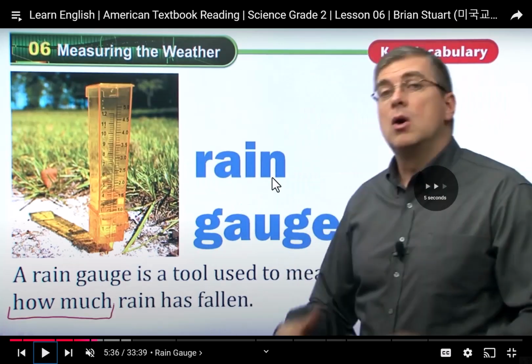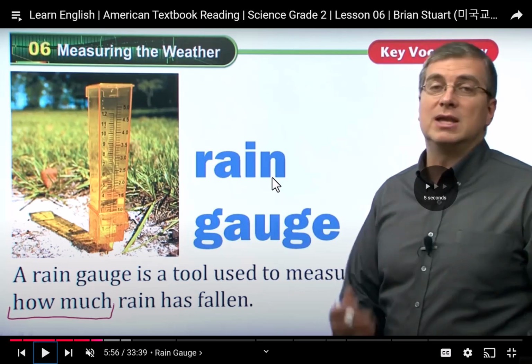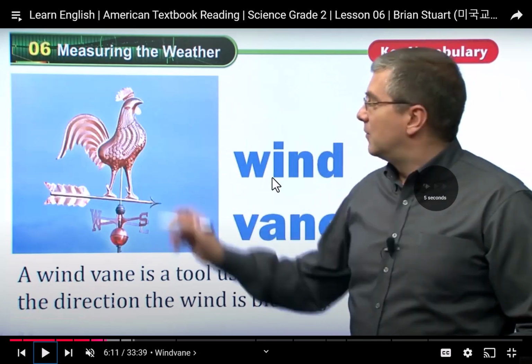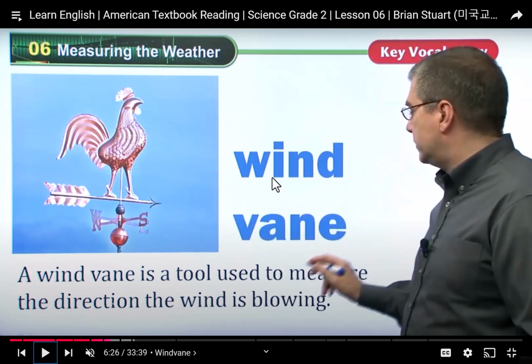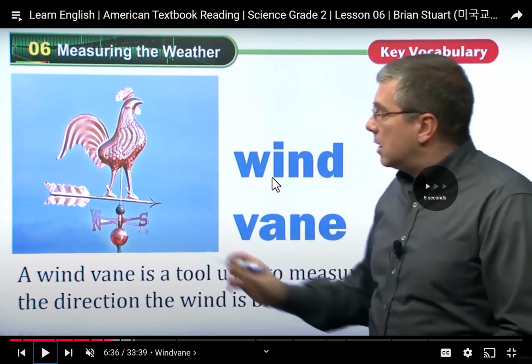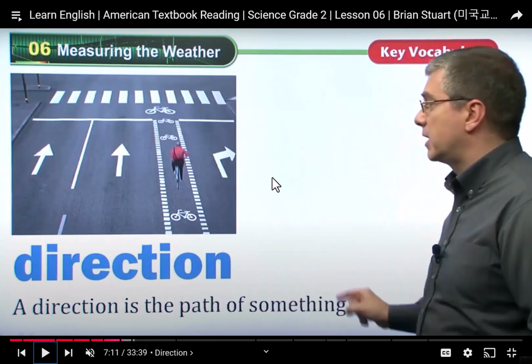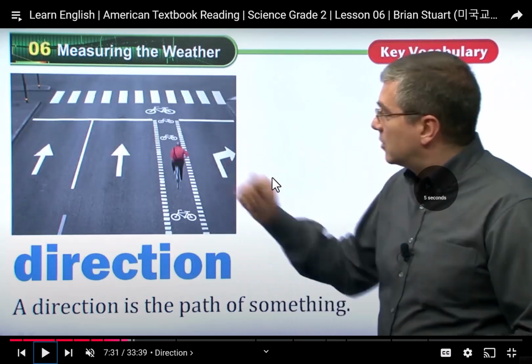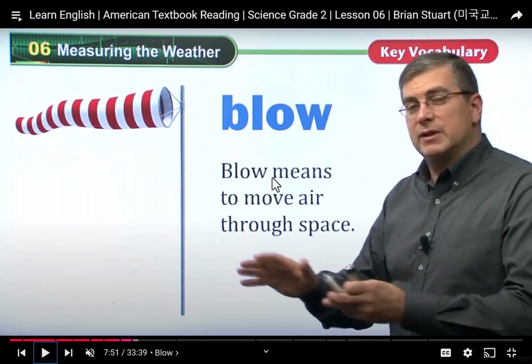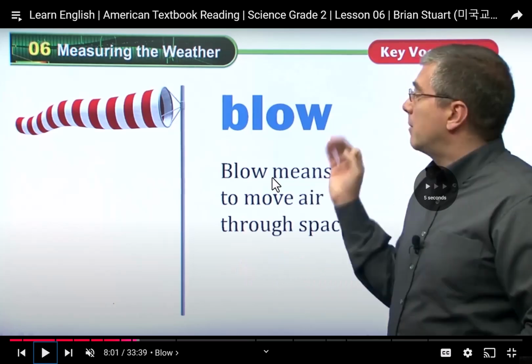Rain gauge. A rain gauge is a tool to measure how much rain has fallen. Wind vane. A wind vane is a tool used to measure the direction the wind is blowing. Direction. A direction is the path of something. Blow. Blow means to move air through places.